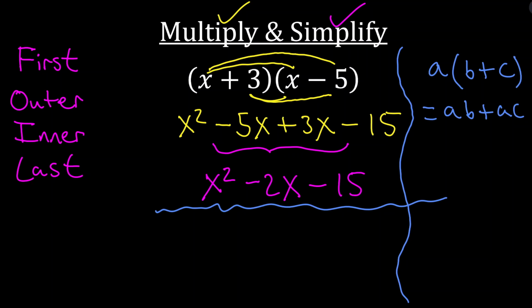So let me pick a different color here. All right, so this looks a little bit different than our a times b plus c because we have two binomials, but we're just going to think of this x plus 3 as our a. So let me erase this work real quick. This is our a. We're going to think of this as one thing, and we're going to distribute it in, which is exactly what the distributive property tells us we can do.